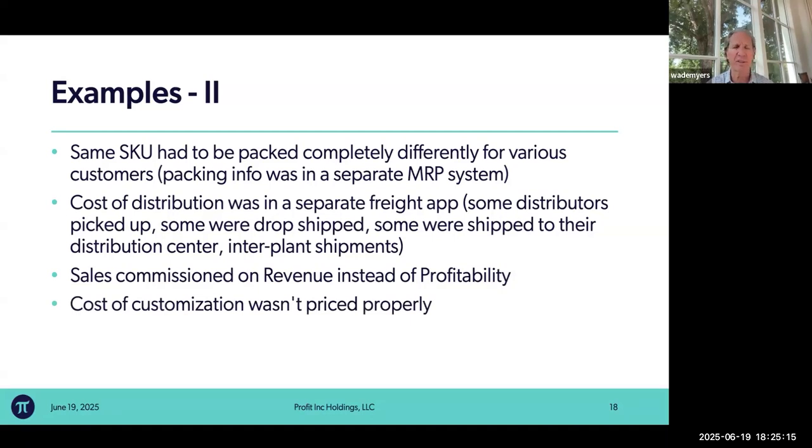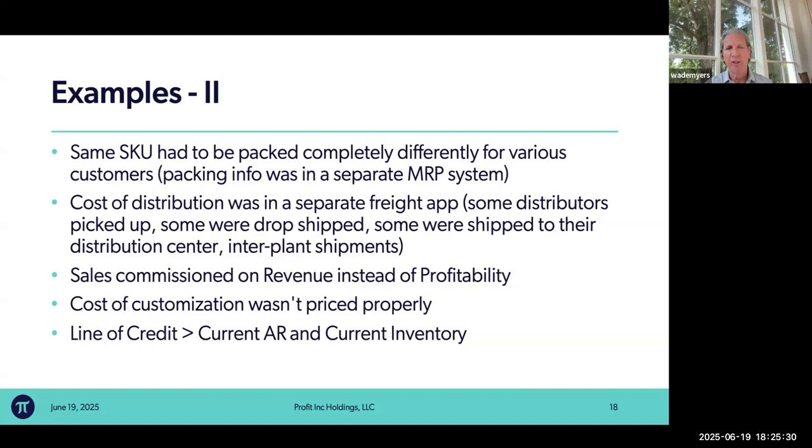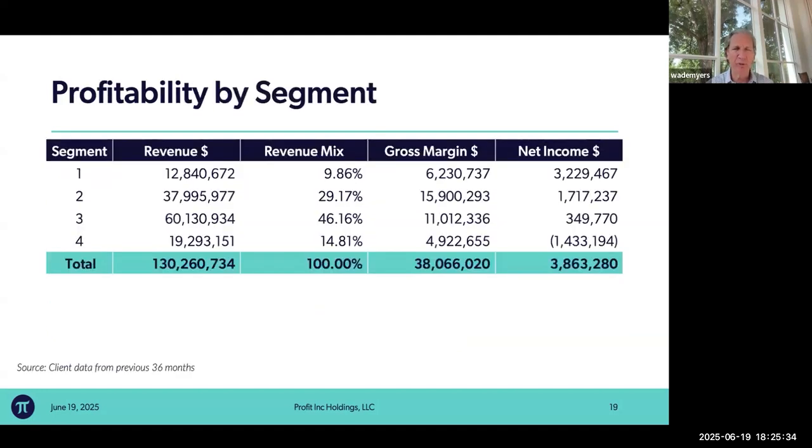And the cost of all this, they did a lot of customization with their products, and the cost of that wasn't priced in properly. It was often done sort of offline and wasn't ever allocated. And their line of credit was larger than current AR and current inventory. So there was a lot of slop in their working capital, and that affected their liquidity, which I'll get to in a second.